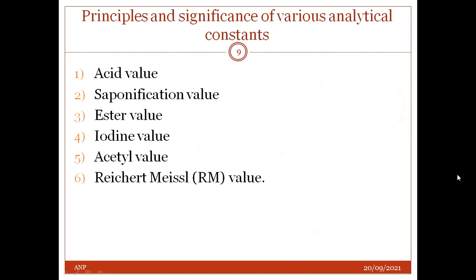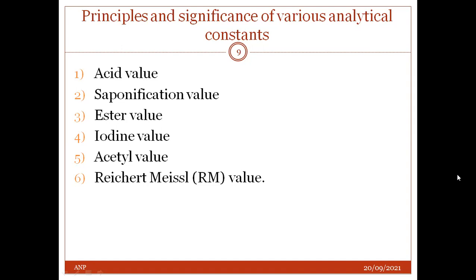Next, principles and significance of various analytical constants. A number of chemical methods have been developed to provide information about fats and oils. These techniques are much cruder than chromatographic techniques because they only give information about the average properties of the lipid component present. Nevertheless, they are simple to perform and do not require expensive apparatus, and so they are widely used in industry and research.